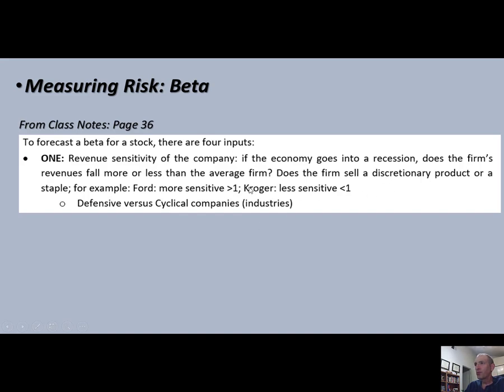Kroger's, I was using Walmart in mine. Kroger's or Walmart should be less than 1 because they're defensive companies. So start with that. That's the first thing. Define your company. Is it defensive? Is it cyclical? Or is it somewhere in between? So Walmart would be defensive, well below 1. Tesla would be cyclical, definitely above 1.